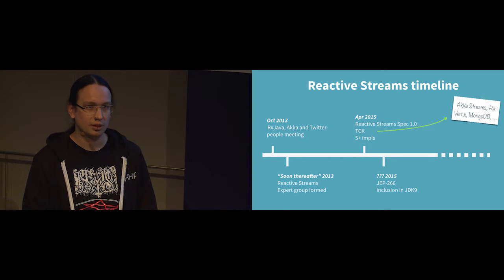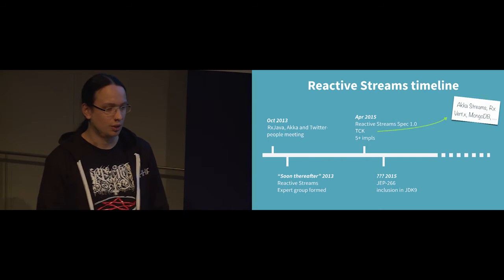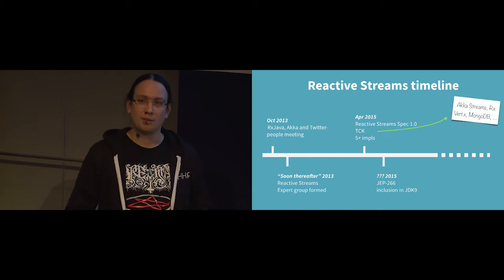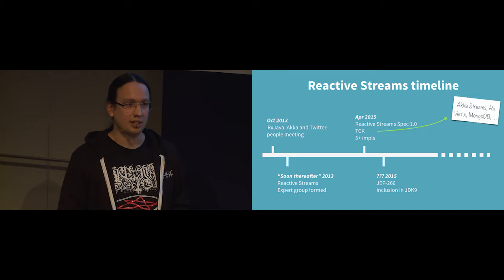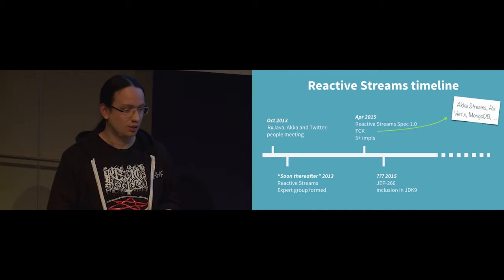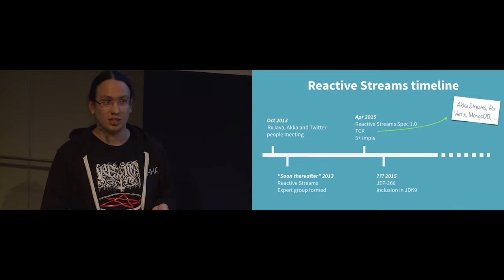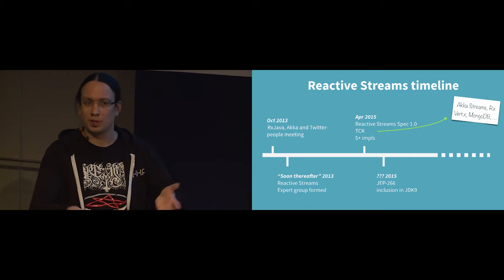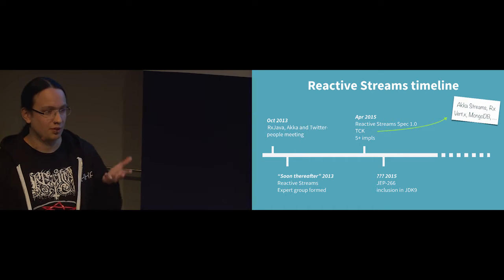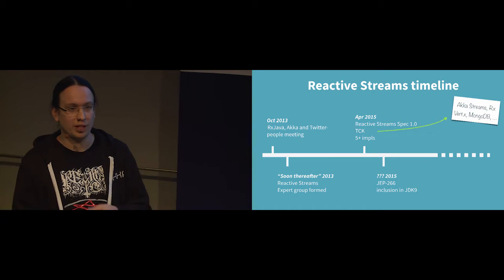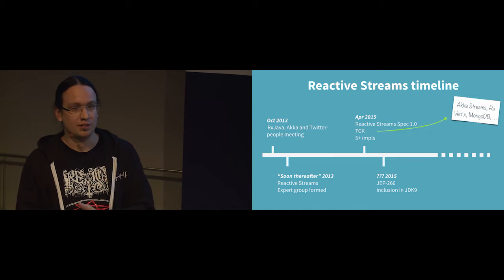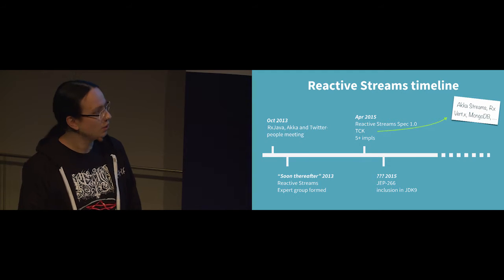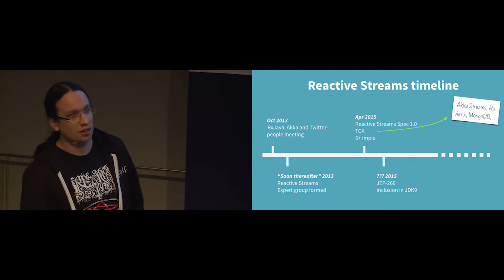Twitter, I think Pivotal may have been in there also in the beginning, not sure. And they made this specification and a TCK. TCK means technology compatibility kit, I think. So it's basically a test suite to verify that you implement a specification, right? So we have the specification, which is a set of rules, and then we have the test kit, which verifies that you have done it right. And in 2015, this was released.